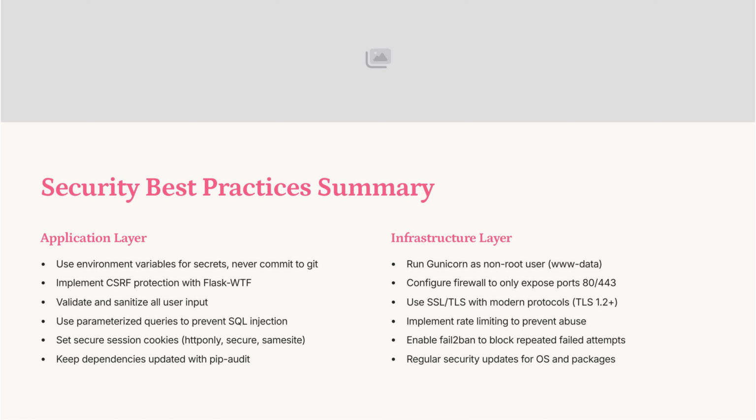Run Gunicorn as a non-root user. Configure the firewall to expose only ports 80 and 443. Use secure sockets layer and transport layer security with modern protocols. Implement rate limiting and enable fail2ban.